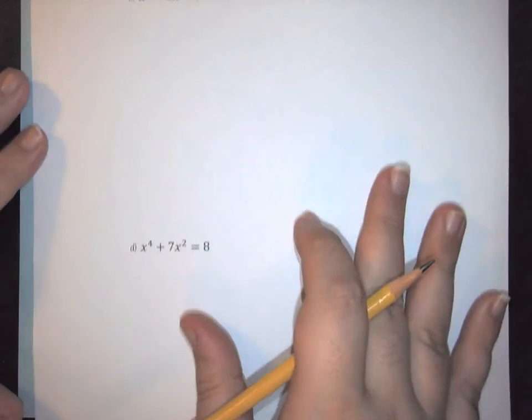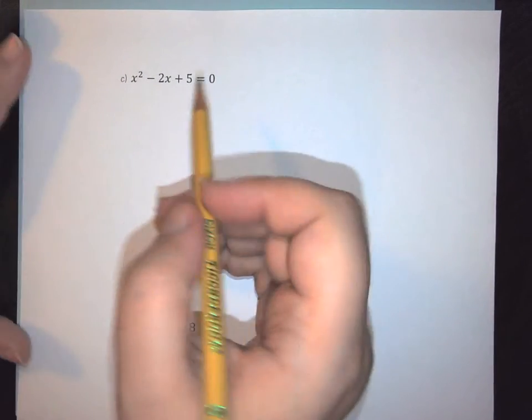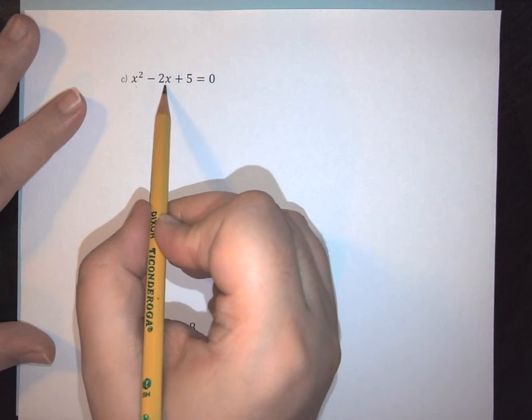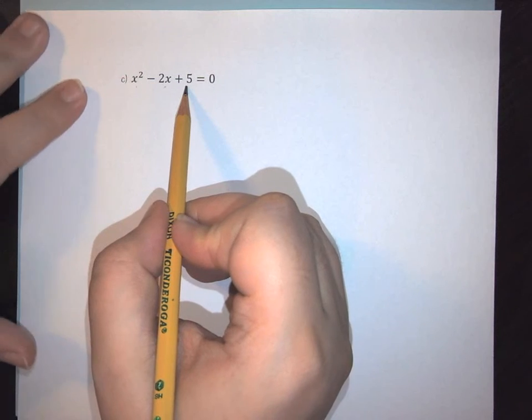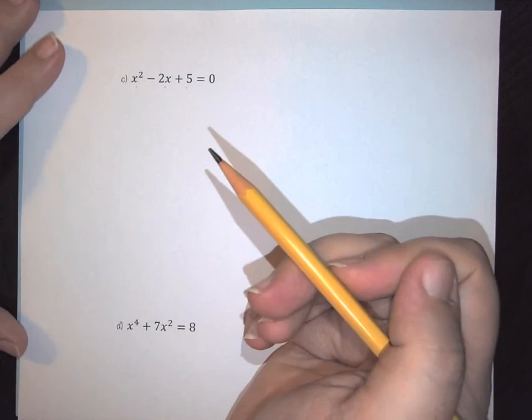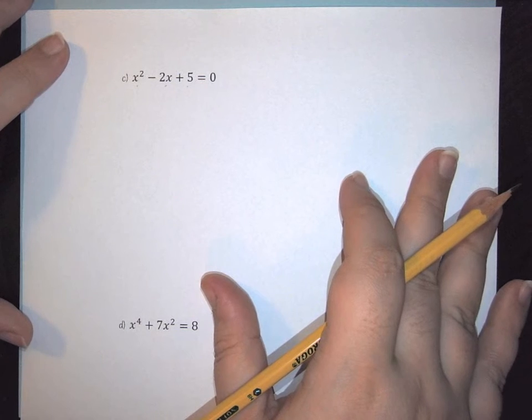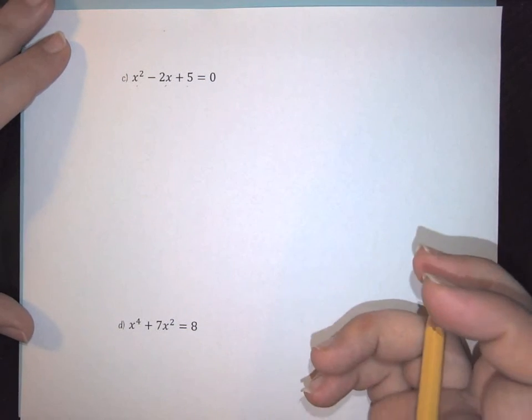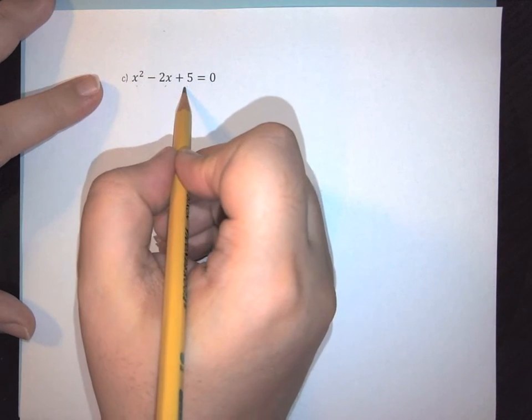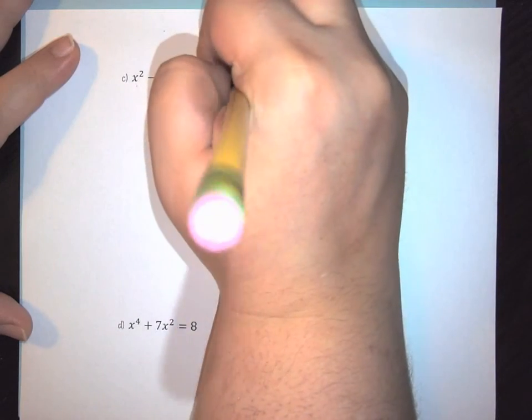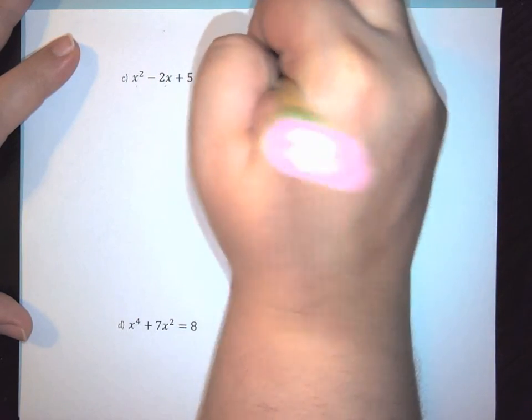Alright, let's look at another one. So here I've got a quadratic. I have x squared minus 2x plus 5. The first thing I need to do is figure out what its zeros are. In order to do that, first you recognize that it cannot be factored. So the smartest thing to do here would be to use the quadratic formula.